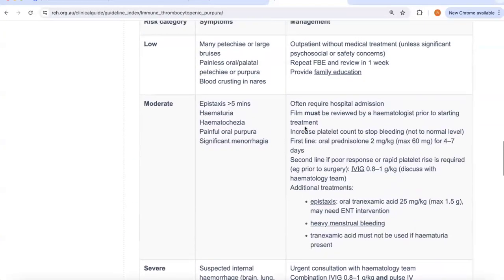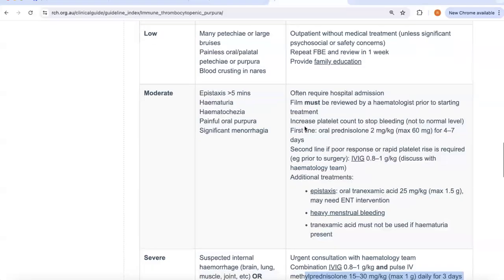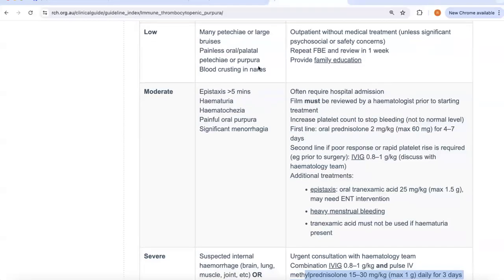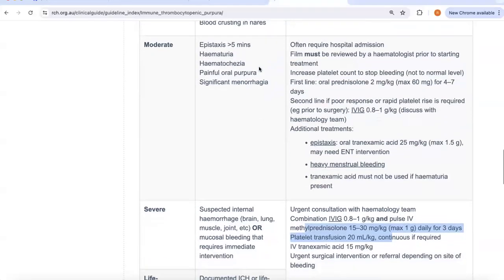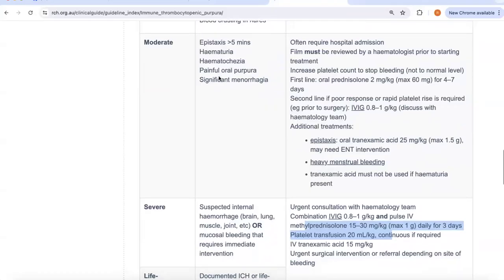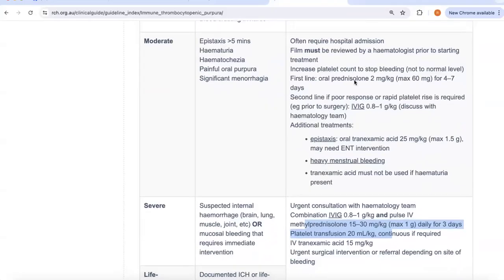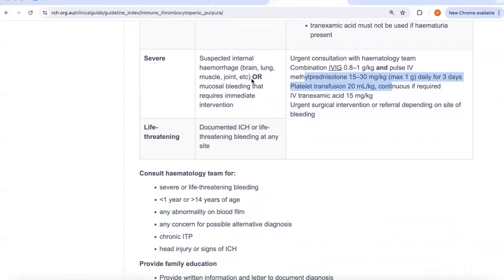So normally we'll say that if the patient is not actively bleeding, just bruising, outpatient treatment. If actively bleeding but not internally bleeding, then oral steroid followed by IV immunoglobulin. If severe, which means internal bleeding, bleeding into brain, lung, muscle, joint, then you have to start with IV immunoglobulin. Okay? Does it make sense for everyone?